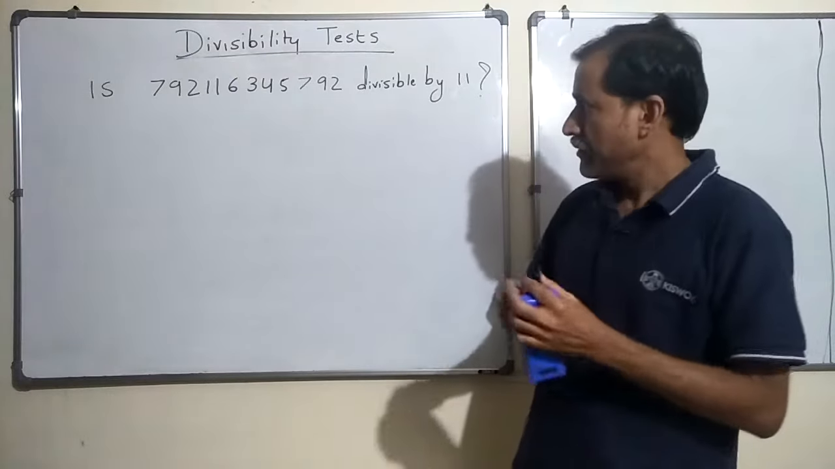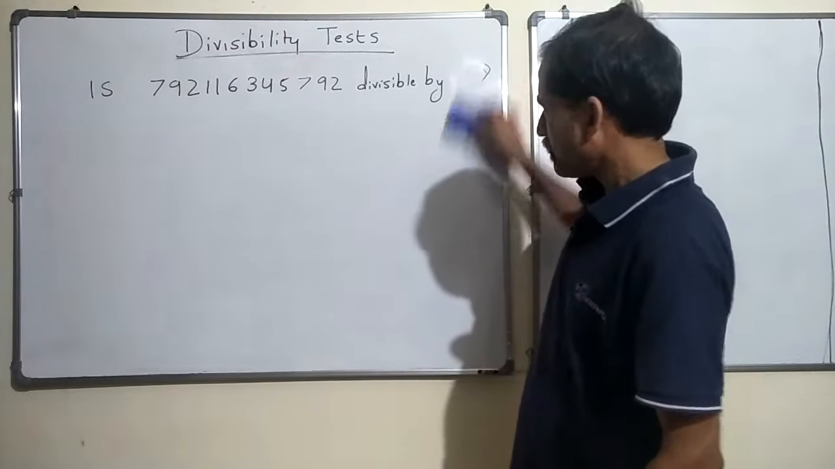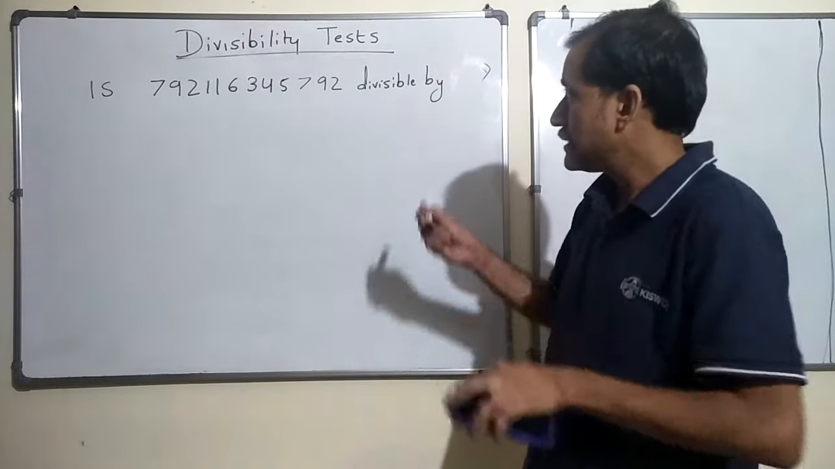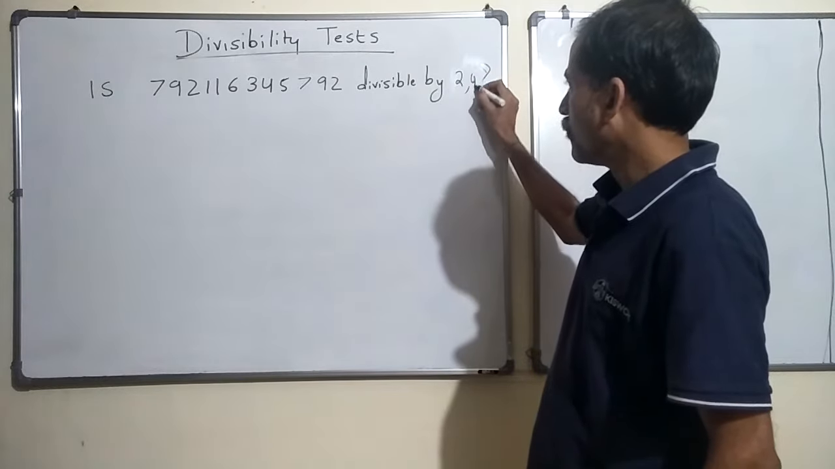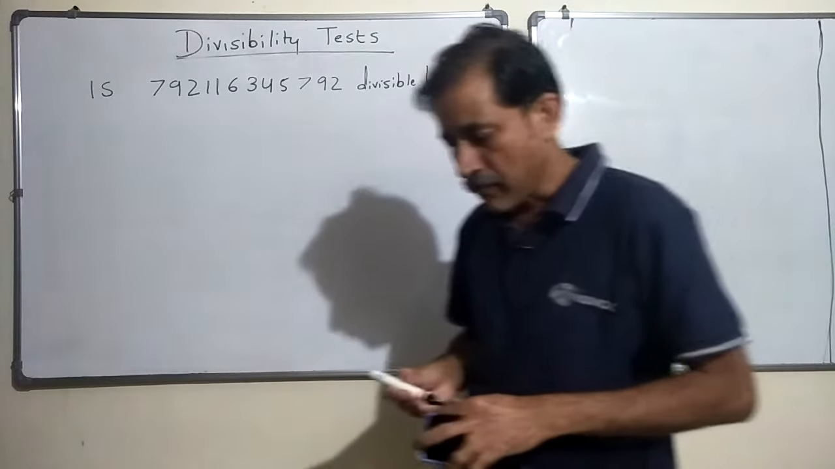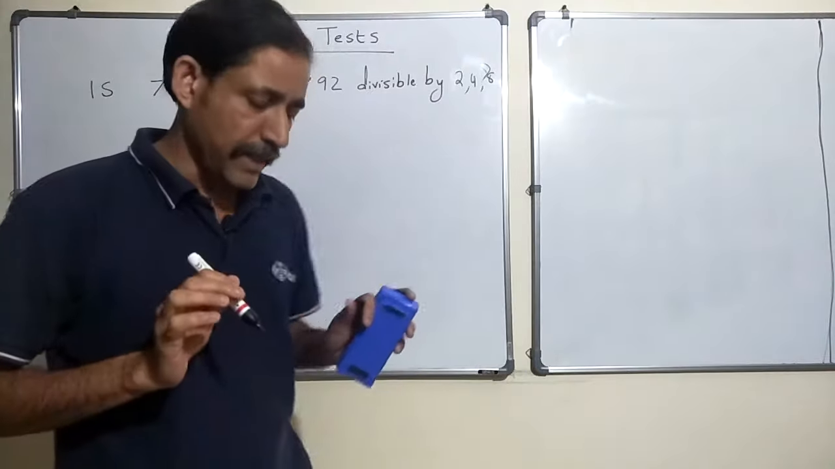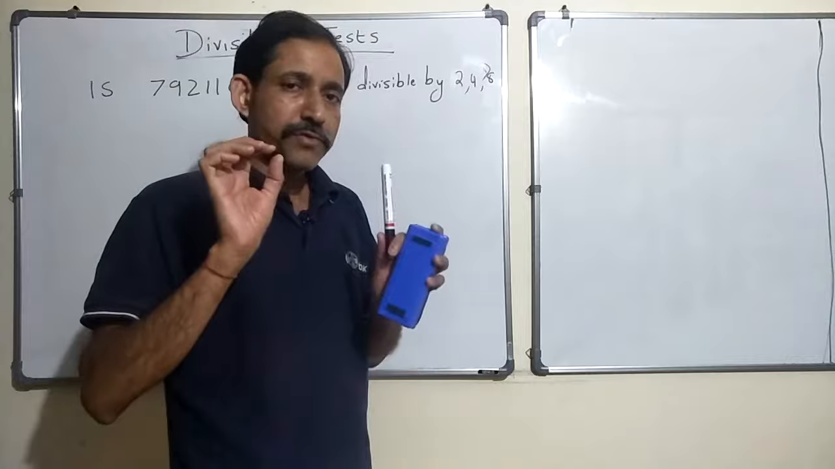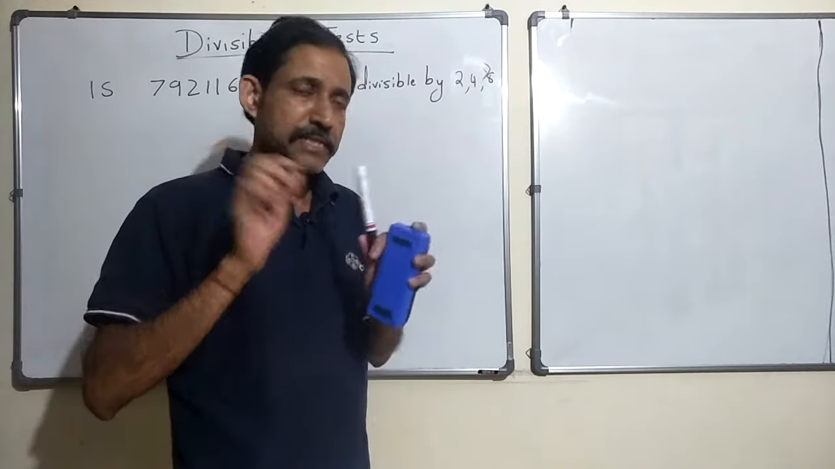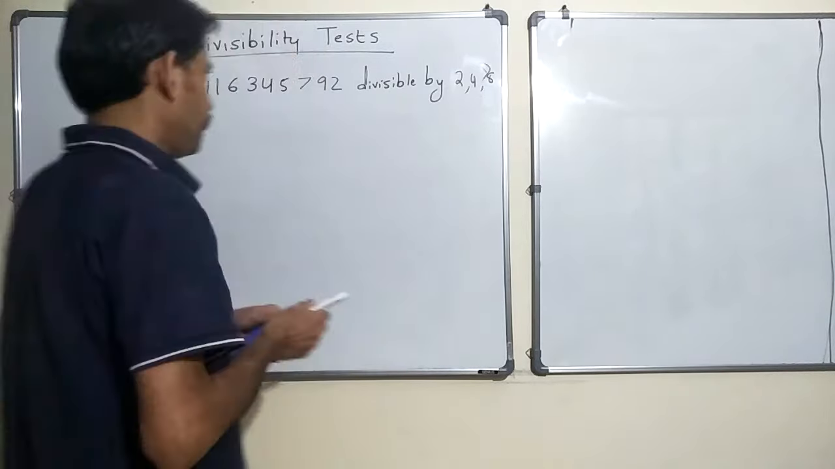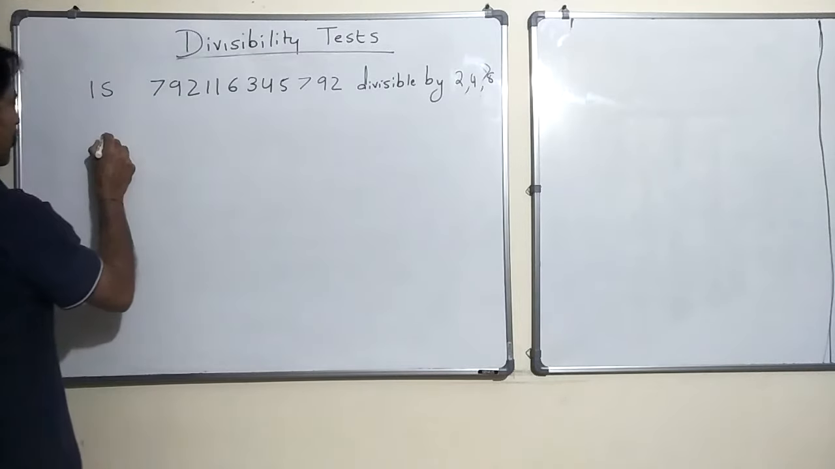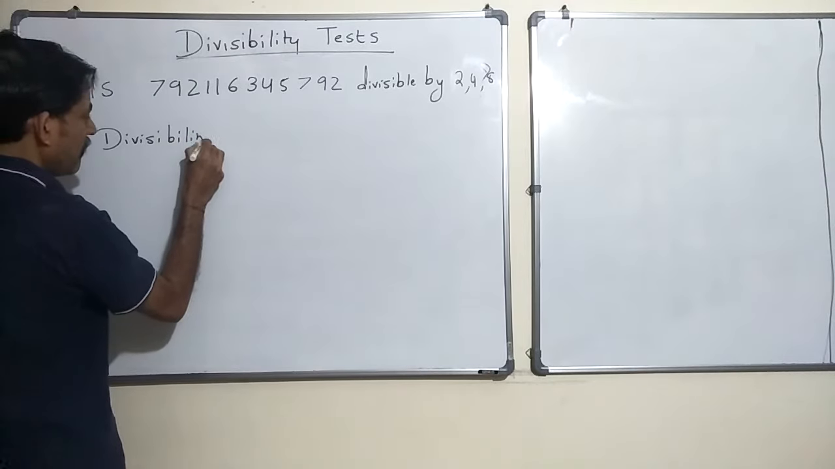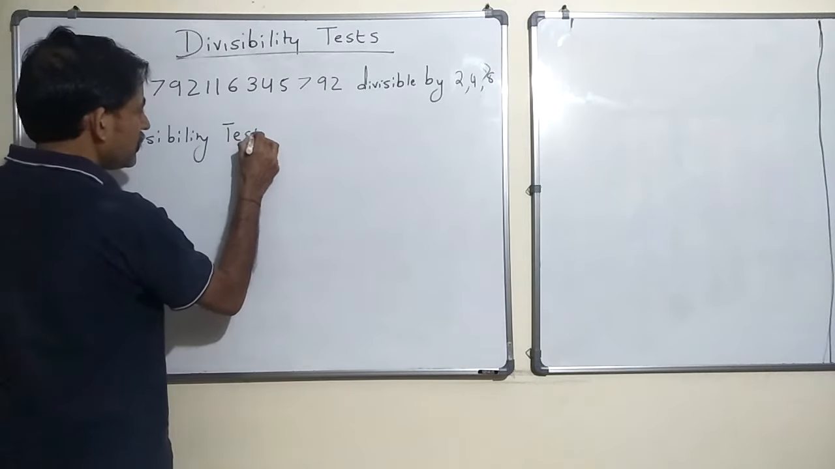So let's not start with 11 directly. Let's see if this particular number is divisible by 2 or 4 or 8. In this session we are not going to divide any number directly. We are going to find out those tricks, or the divisibility tests for 2, 4 and 8. Let's start. So what is the divisibility test for 2?